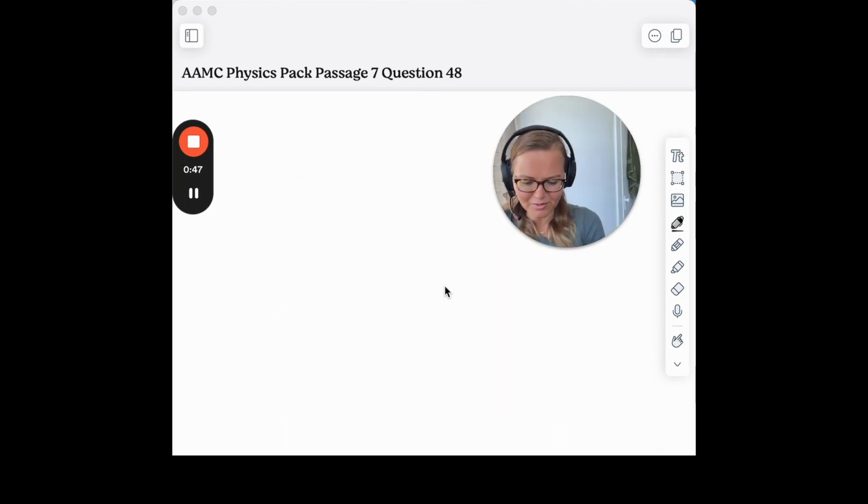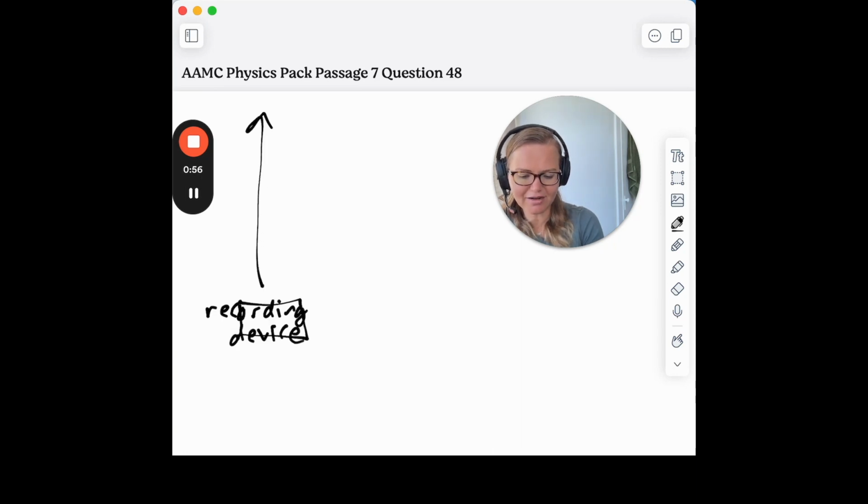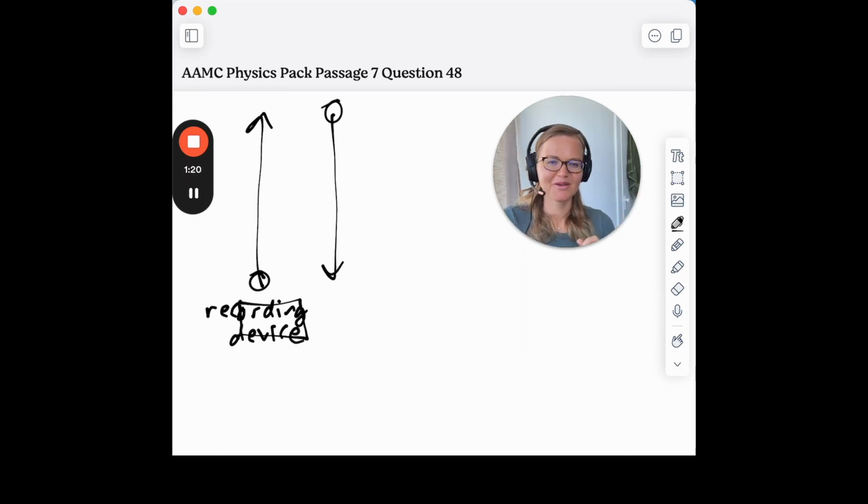So in other words, we have our recording device here, and then we have our object, I'm just going to say O for object, that's going up, and then of course at some point it's going to come back down too. So this question is sneakily testing the Doppler effect. And remember, we talked all about the Doppler effect in passage 3. So go back and review all those questions from passage 3.